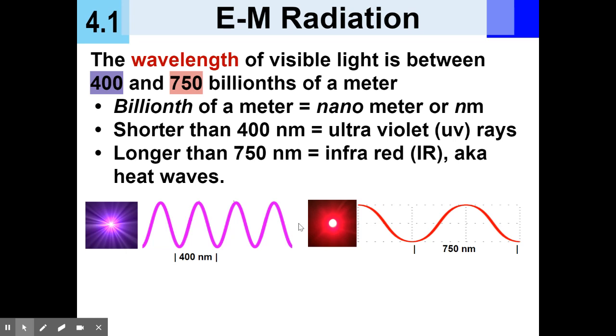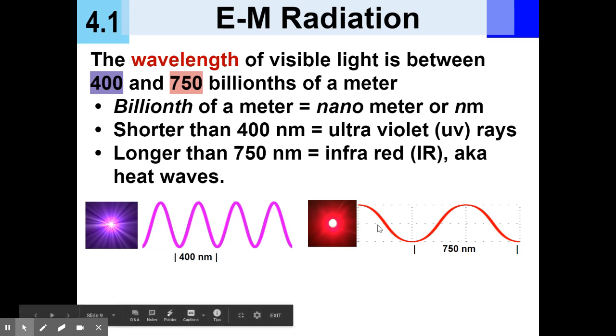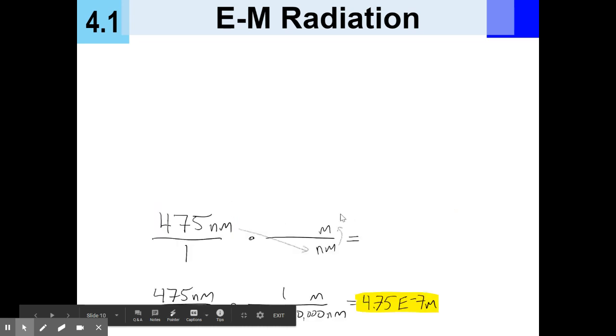Okay? On the other hand, over here, infrared, that's about 750 nanometers. Any wavelength that's longer than 750, like 800 nanometers, our eyes cannot process that information. We cannot see it. Okay?